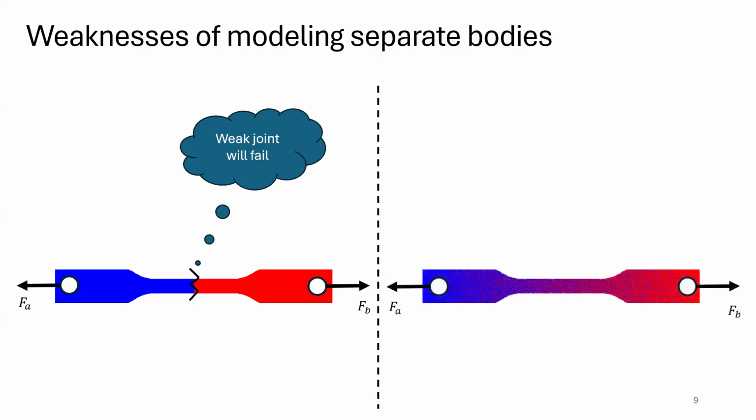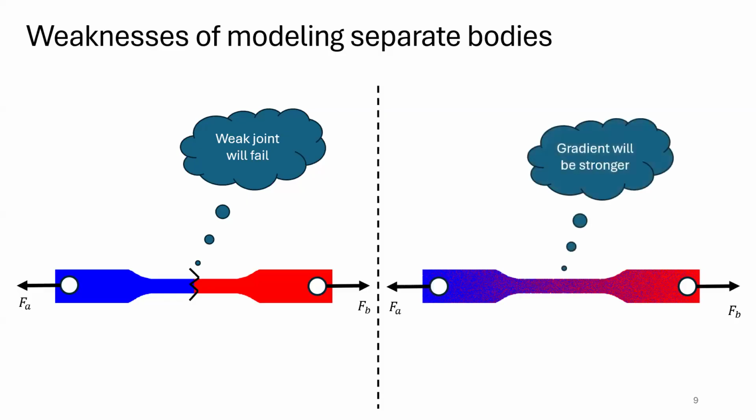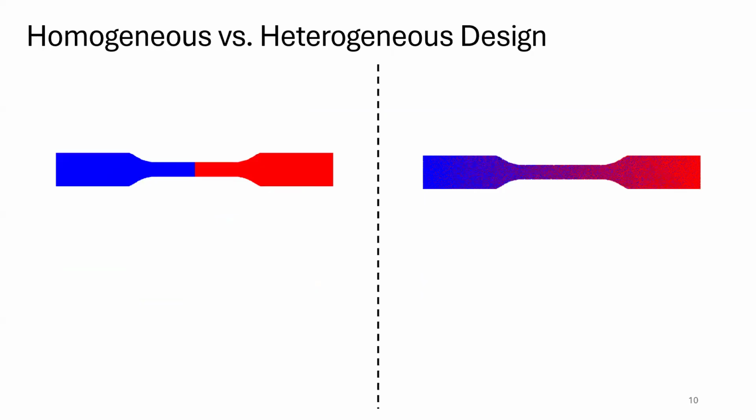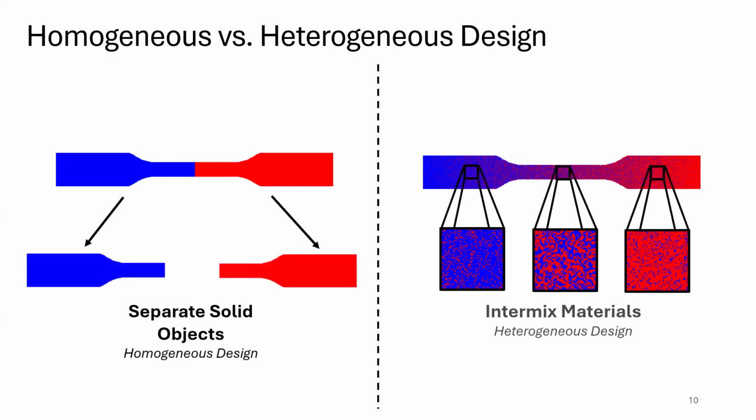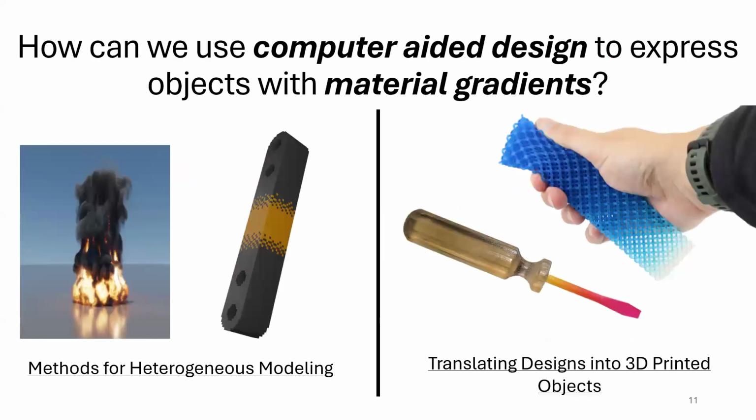On the other hand, what we would really rather do is something like this, where we smoothly transition between these two materials through a gradient to form this nice, strong boundary between them. So this comes to this idea of heterogeneous and homogeneous design. So the homogeneous is going to be separate solids. The heterogeneous is going to be intermixing or interdigitating materials to be able to create these nice smooth gradients that should give us better results for mechanical applications.